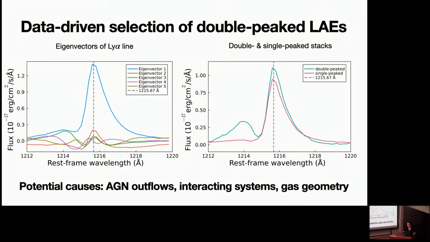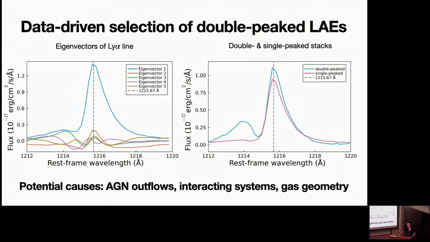We can also use this rich data set to do data-driven selection of double-peaked LAEs. So we usually think of Lyman alpha as being a single peak, but there are a lot of reasons why it could potentially be double-peaked, such as AGN outflows or interacting systems, or just the geometry of the gas in the galaxy. So we can take all of our LAE spectra and align them all at rest frame, and then create a data-driven covariance matrix and find the eigenvectors. These are basically our principal components.